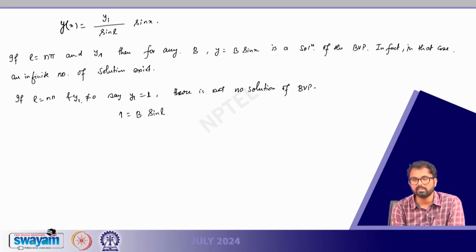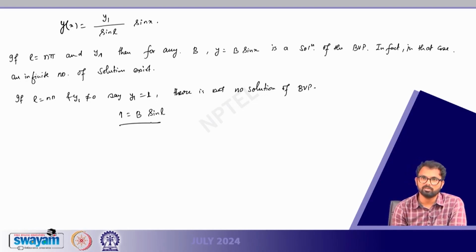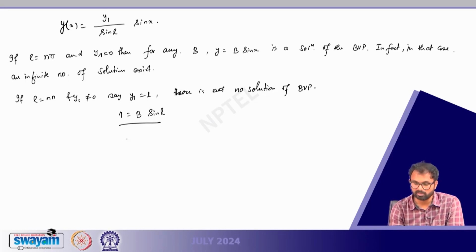So if y1 is non-zero, and if L is n pi, then in that case there will not be any solution, because we will run into an absurd situation, right. Therefore, if L is equal to n pi and y1 is equal to 0, then we will have infinite solutions. But if L is equal to n pi and y1 is any non-zero number, then we have no solution in this case.